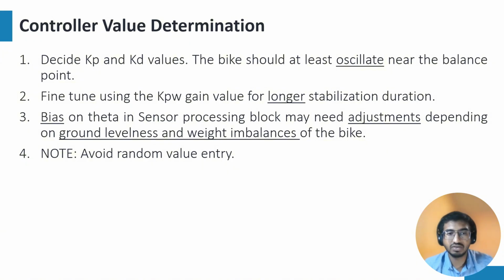Controller value determination. First, decide Kp and Kd values, the proportional and derivative elements. The bike should at least oscillate near the balance point. Fine-tune using the Kpw gain value for longer stabilization duration. Bias on theta in the sensor processing block may need adjustments depending on ground levelness and weight imbalances of the bike. Note: avoid random value entries.